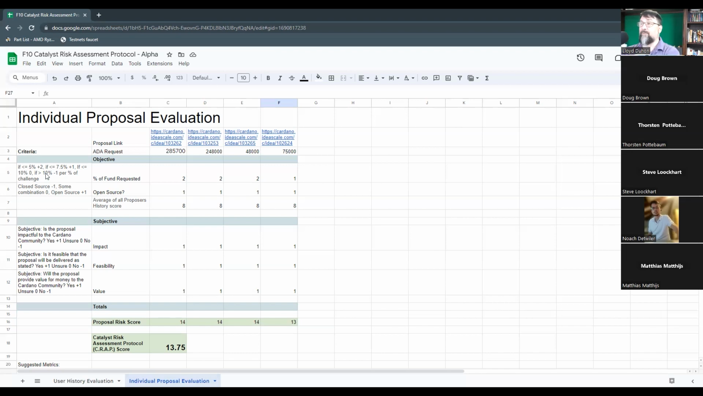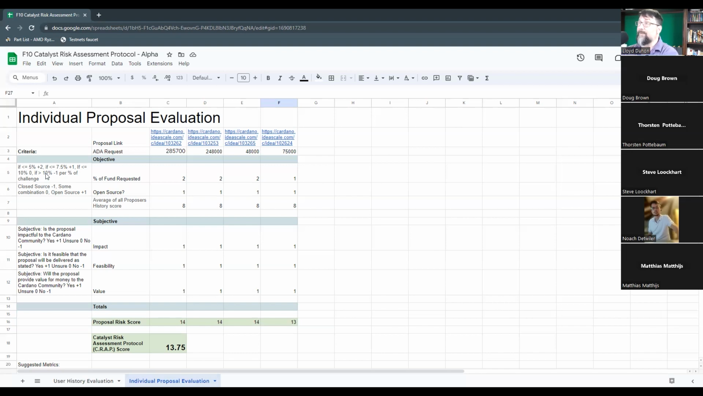Next, and to me this is the replacement of the star system. The star ratings haven't been terribly useful. Instead of doing that, it is a simple subjective question: is the proposal impactful? Yes, unsure, or no. And same thing with feasibility, and same thing with value for money. It's just simply taking the three major areas of the proposal and giving me a yes or no.